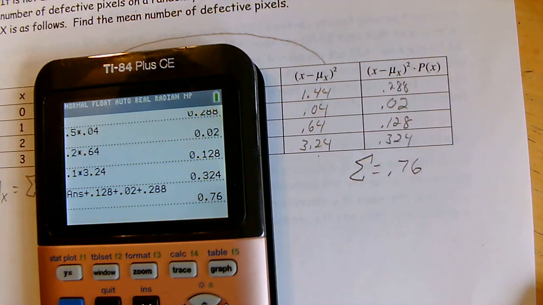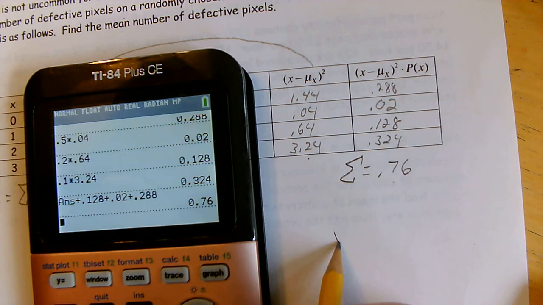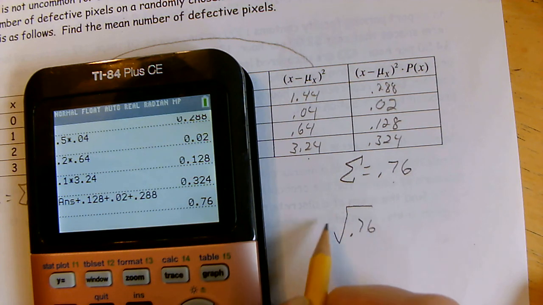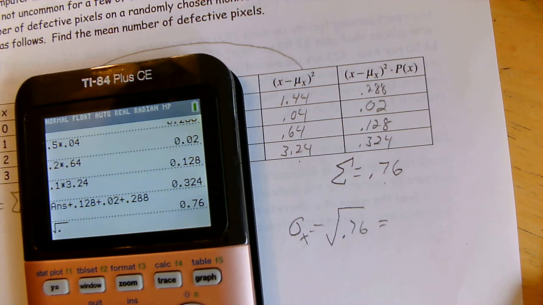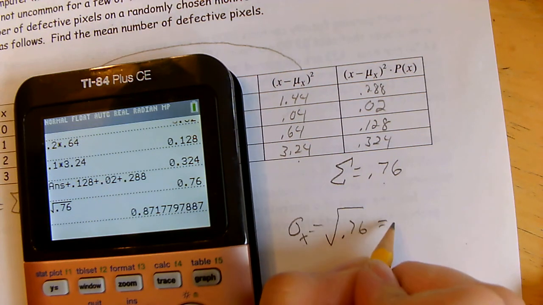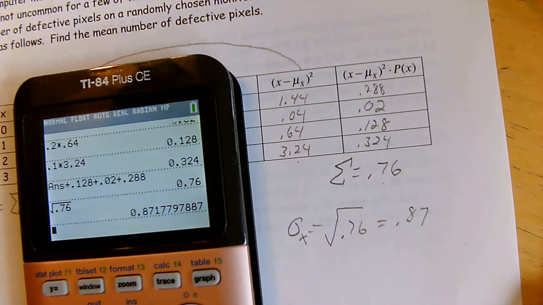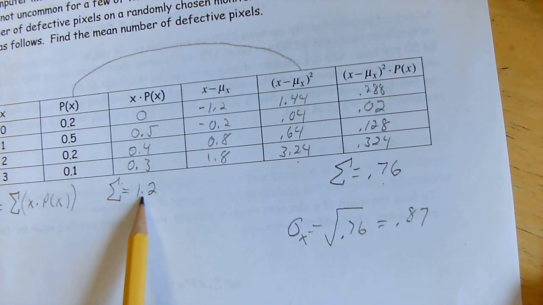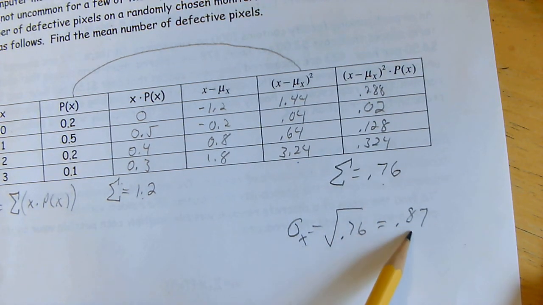So the variance, before you square root it, is 0.76. After you square root it, that is the standard deviation of the random variable x. So the standard deviation rounded to 2 decimal places is about 0.87. So if the average number of defective pixels is 1.2, the standard deviation from that is 0.87.